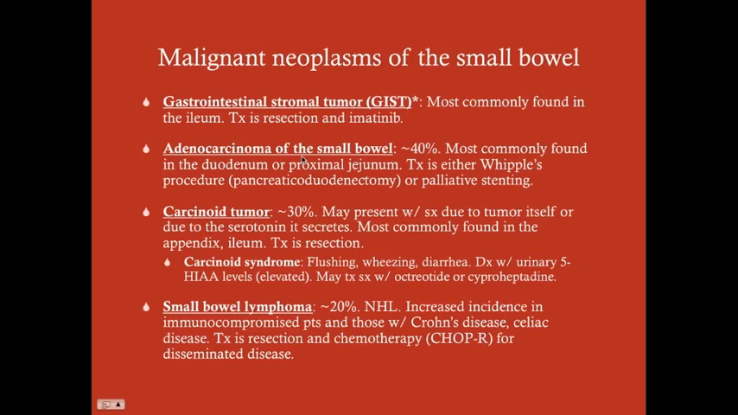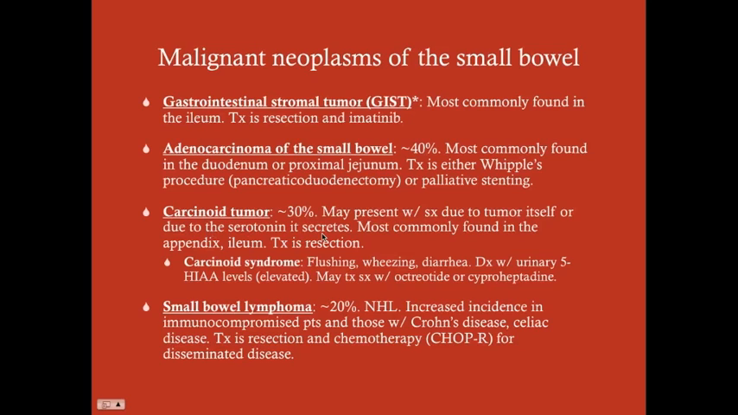Adenocarcinoma of the small bowel would be like one of those progressed villous adenomas. If it progresses into adenocarcinoma, this makes up about 40% of the malignant neoplasms of the small bowel. And this is most commonly found in the duodenum or proximal jejunum. And again, not a very easy place to visualize, so you don't see it until it's too late. The treatment here is a Whipple's procedure, which is where you take out most of the pancreas as well as portions of the duodenum. You can also do palliative stenting if there's a blockage.